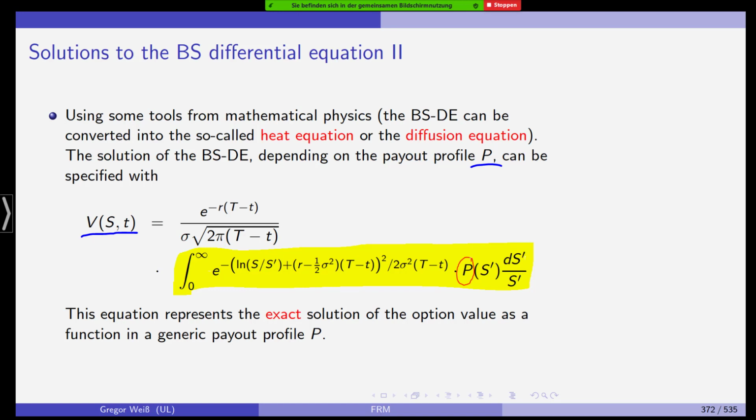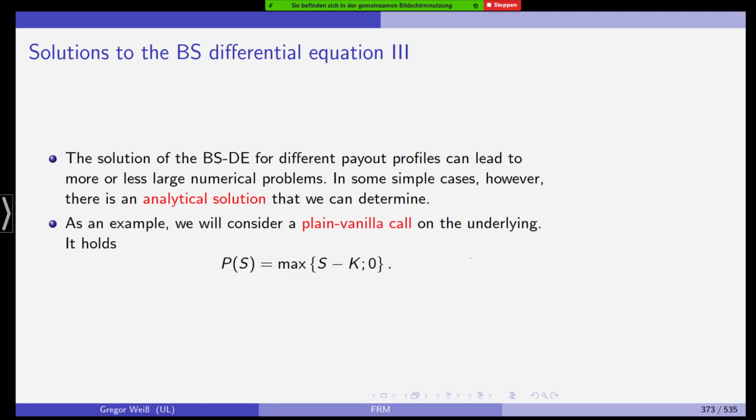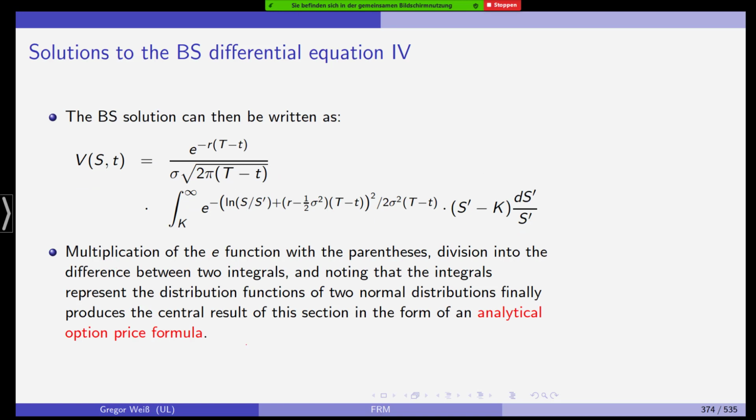So, this is the exact solution of the option price as a function of the payout profile P. Now let's have a look at one example, that is a plain vanilla call. The plain vanilla call has the payout profile maximum of stock price minus strike or 0. So let's insert this. As you can see here, we now have one difference. Let me highlight the differences.